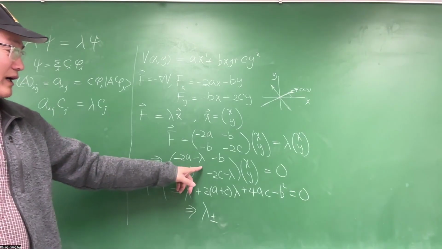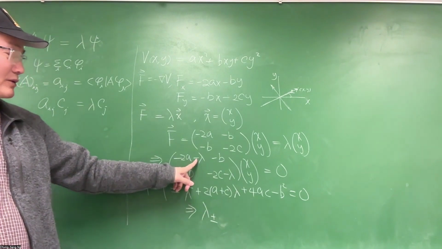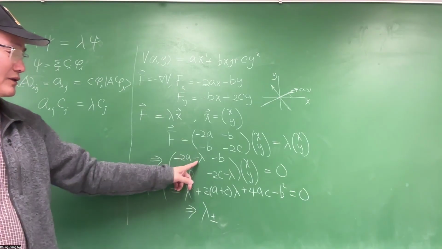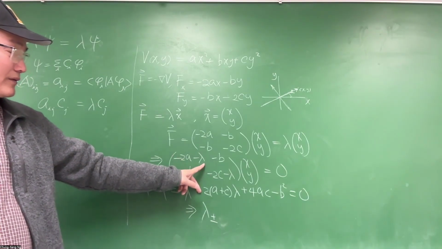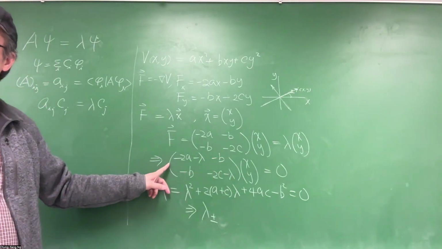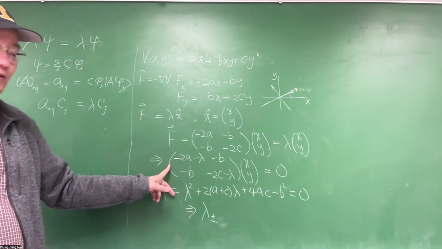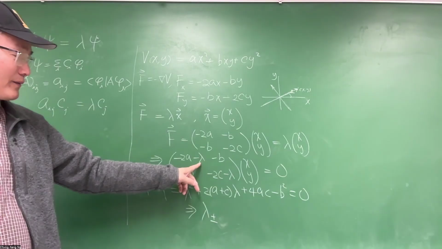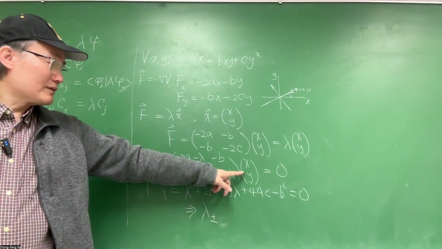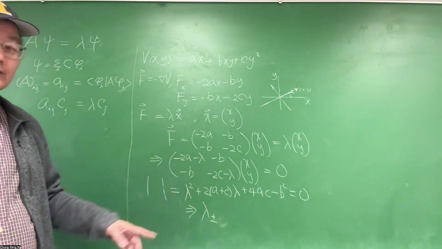The way to solve for the eigenvector is simply, once you get lambda, to go back and substitute each one, lambda plus or lambda minus, into that equation. This will give you two equations, but they are actually linearly dependent because the determinant is 0. That means there's only one equation. You can solve for the ratio of x and y that satisfies this equation.